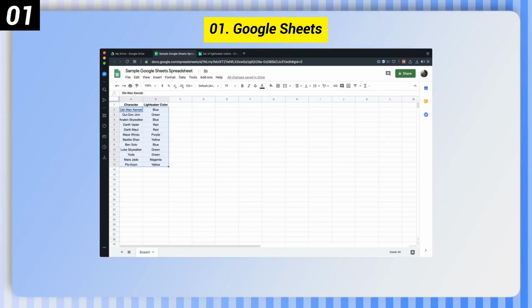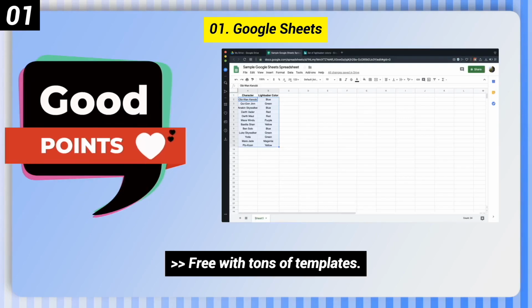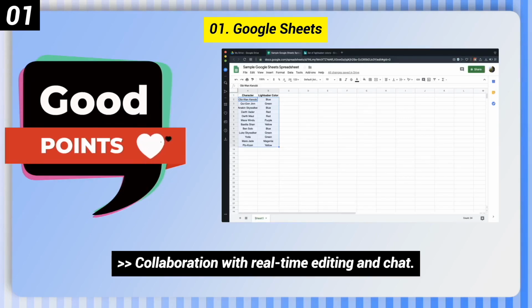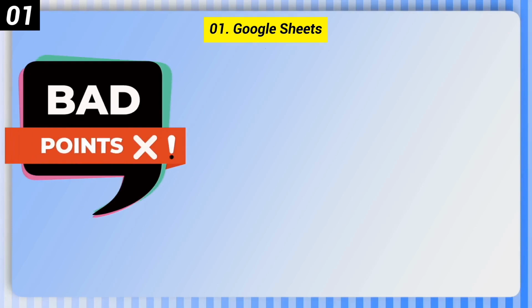Number 1. Google Sheets. Here are some good points of this one. Free with tons of templates. Collaboration with real-time editing and chat. Compatible with Excel.